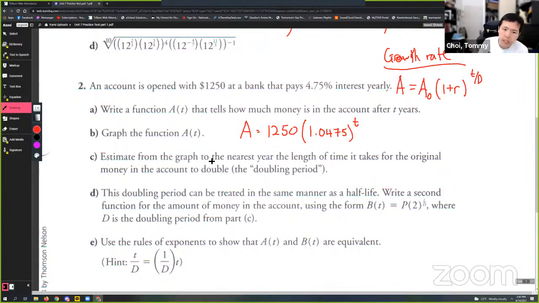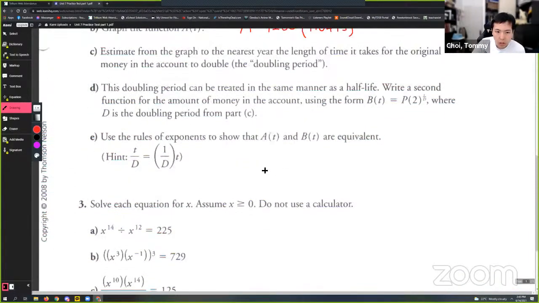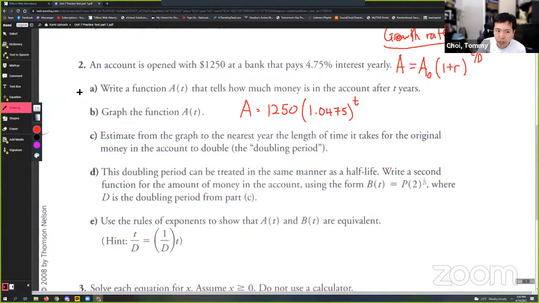All right. Then it says estimate from the graph. Once again, you're not going to be graphing, so you don't have to worry too much about that. Honestly, the main thing I really cared about for question 2 is question 2A. If you solved the rest of these, you should be able to figure out how long it takes for the money to double, which means how long it takes until it hits 2,500.